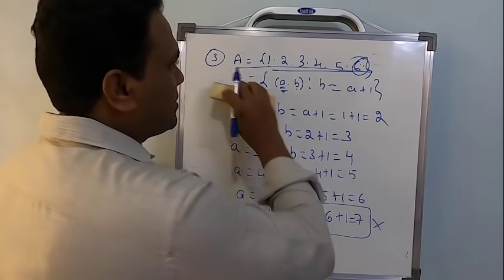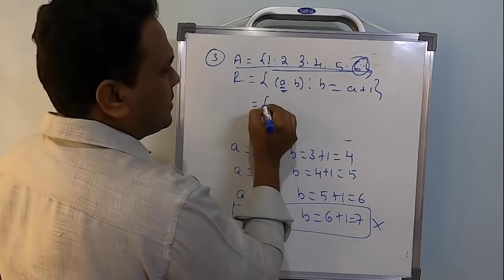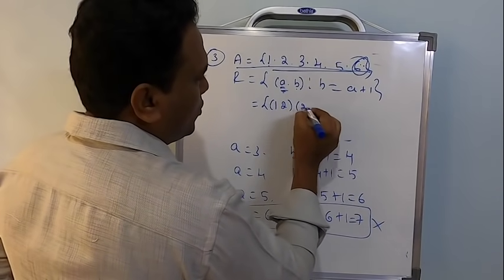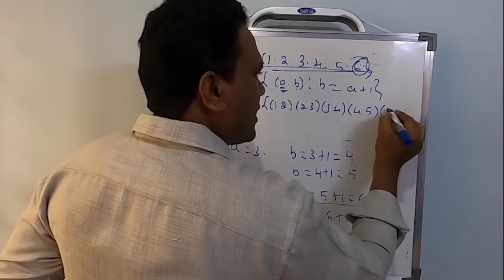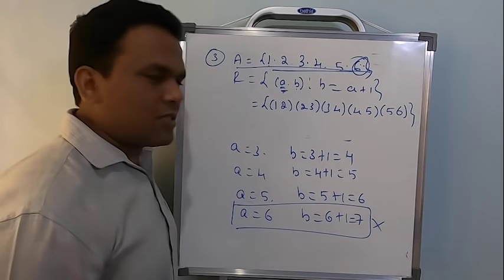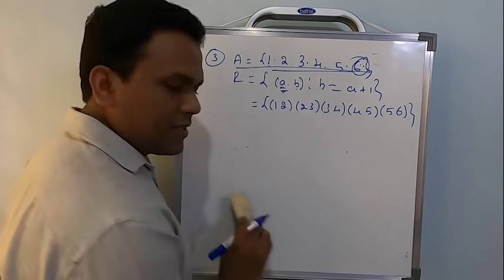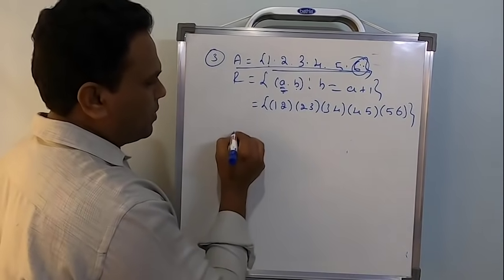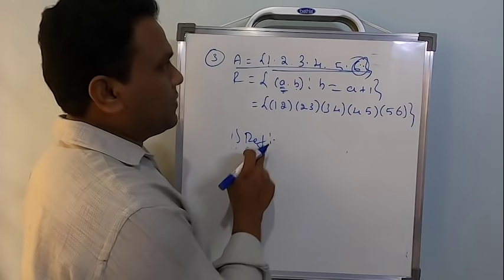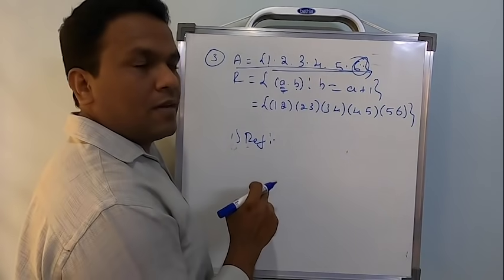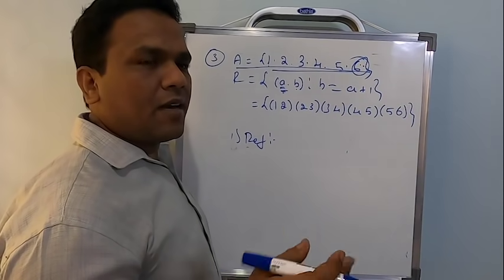So let me write the relation elements. So the relation will contain (1, 2), (2, 3), (3, 4), (4, 5), (5, 6). That's it. (6, 7) does not exist. Now based on this, I should start the discussion. Now the discussion for reflexive. So if it has to be reflexive, there are 6 elements, and for all the 6 elements I should be able to find an ordered pair where the first element and second element are identical.